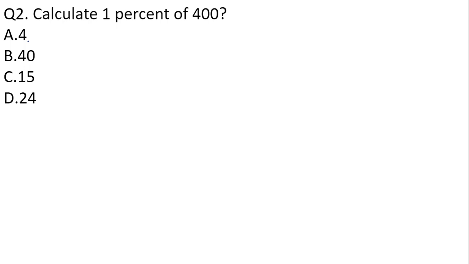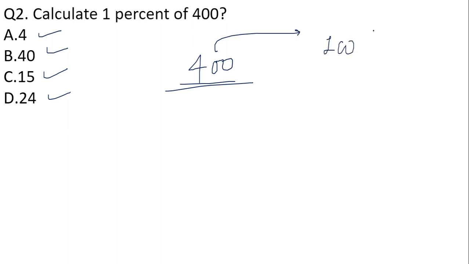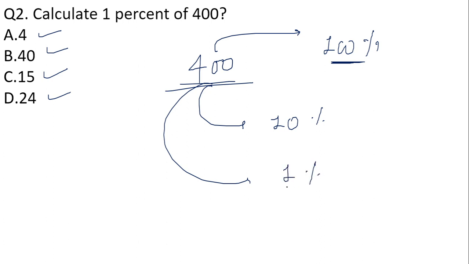Moving on to the next question now. Calculate 1% of 400. A very simple question. Once again, we have already learned the trick of where to add the decimal point whenever they are asking us to find out the 10% or 1%. So here the options given are 4, 40, 15 and 24. For the given value 400, consider this as 100%. Now in the given question they are asking us only 1%, but we'll find 10% as well.